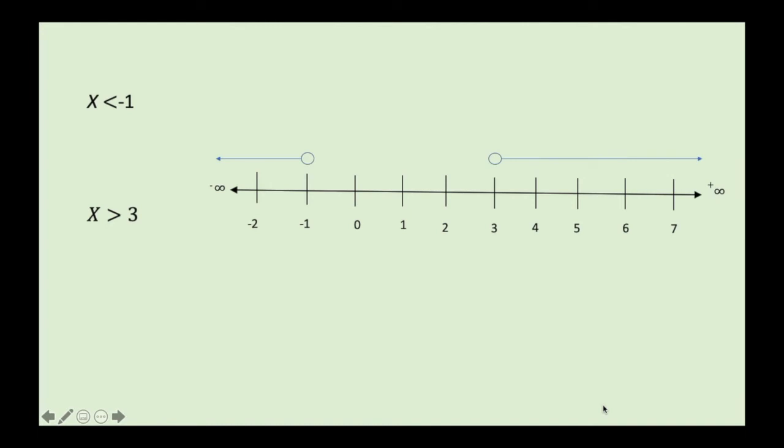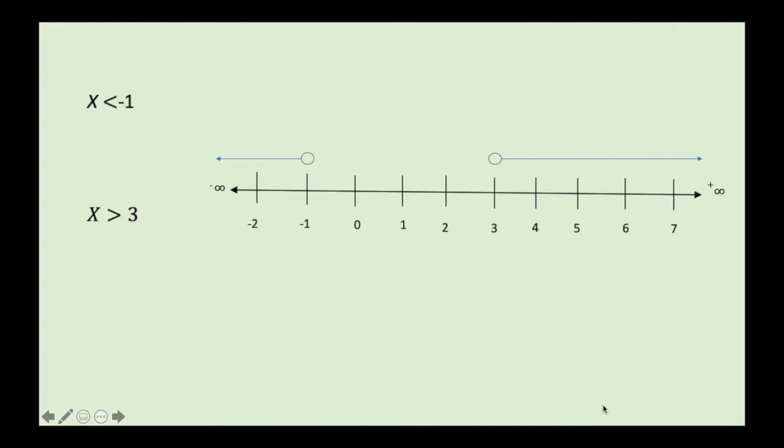That means x can be 3.000000000000001. It can be 4. It can be 1095. It can be 1 million, etc. Any number we can think of, as long as it's bigger than positive 3, it will be a solution to this inequality.